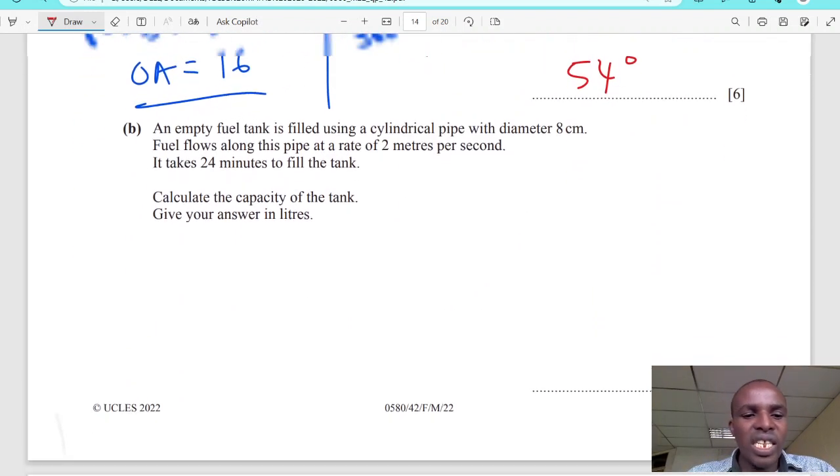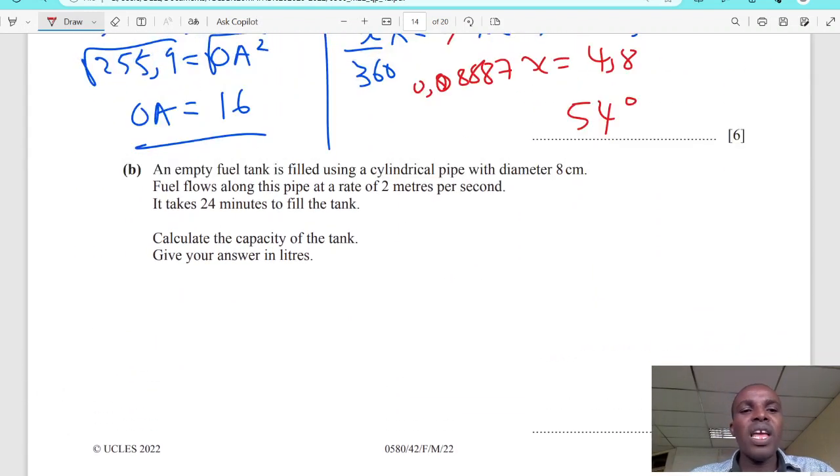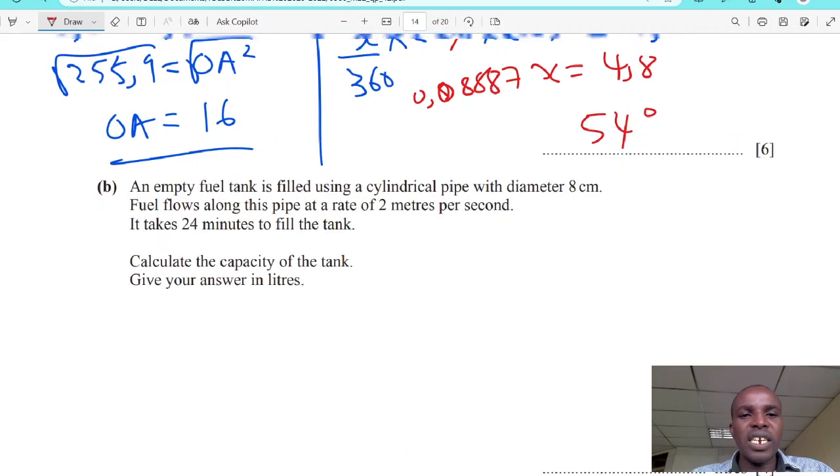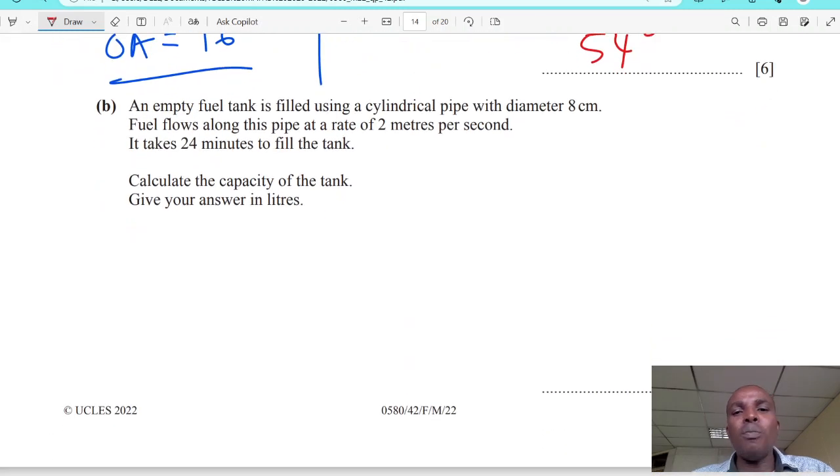The next question, these are 4 marks. An air tank is filled using a cylindrical pipe with diameter 8 centimeters, which means radius is diameter divided by 2, which is 4 centimeter radius. Then fuel flows along this pipe at a rate of 2 meters per second. It takes 24 minutes to fill the tank. Calculate the capacity of the tank.